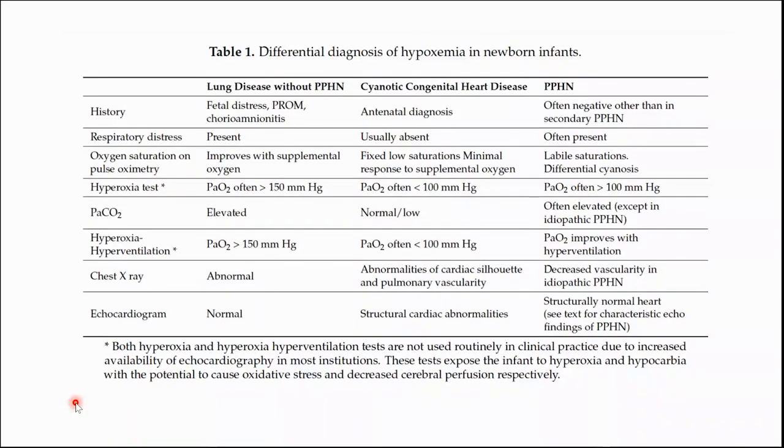And then if you do a blood gas analysis, you see in lung disease the CO2 level is elevated, whereas in cyanotic heart disease it's low. And in PPHN, it could also be very high. And you can also see a component of metabolic acidosis in PPHN and sometimes in cyanotic heart disease, but not commonly in lung disease. Okay? So you know the features of the X-ray and also the echocardiogram, which will be diagnostic in both cyanotic heart disease and PPHN.